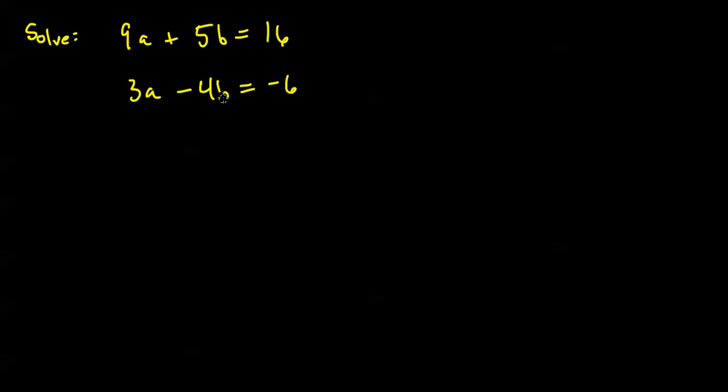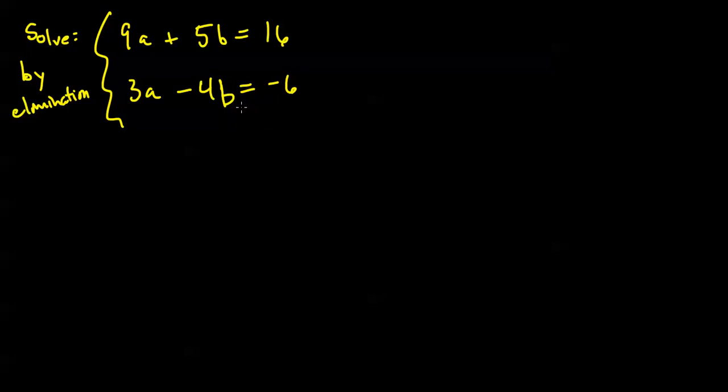This is a b here. 3a minus 4b equals minus 6. Solve the following system, and I'll specify by elimination. Alright, well, not quite so simple here. 9 is not a multiple of 3, and 5 is not a multiple of 4. So what shall we do here?